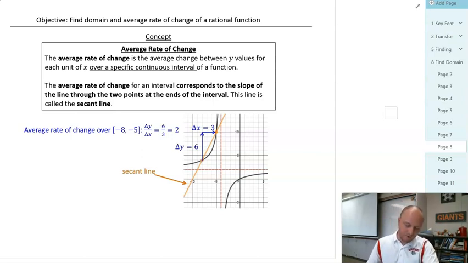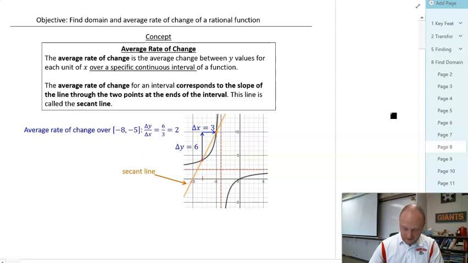Here they have an example of the average rate of change over -8 to -5. So here is -8. Okay, well, here's the function value. Here is -5. Okay, well, here's the function value. And that change, right, from delta x, we increased +3 units, or sorry, +6 units, that's delta y. And then here our delta x is 3 units.